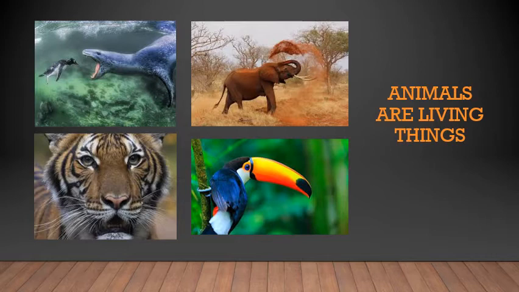So animals are also living things. I told you in the previous chapter also that plants are also living things. The only thing is that they cannot move, but they grow, they reproduce, they breathe, they produce food, everything they do. They are also living things. Plants and animals are living things like you and me.